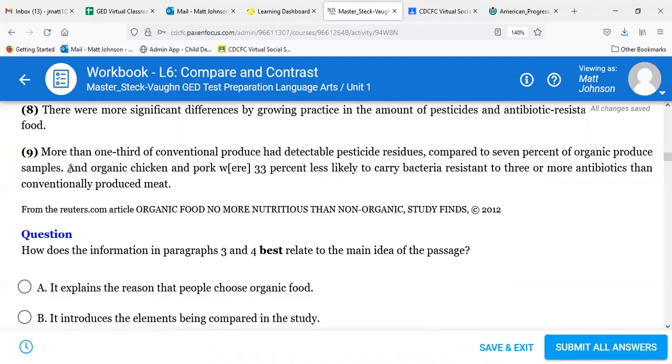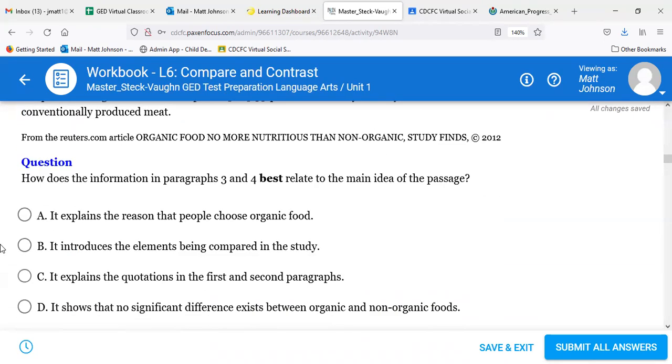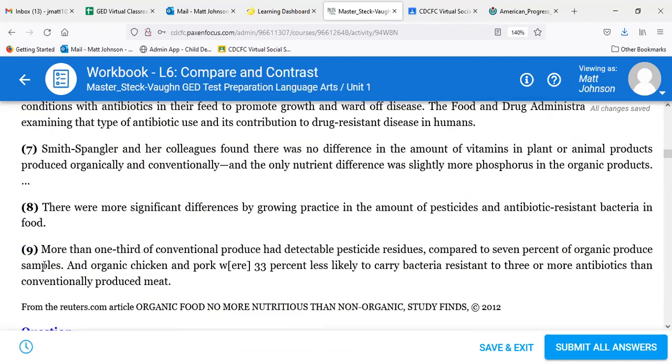And it says here, how does the information in paragraphs 3 and 4 best relate to the main idea of the passage? So is it A, it explains the reason that people choose organic food. B, it introduces the elements being compared in the study. C, it explains the quotations in the first and second paragraphs. Or D, it shows that no significant difference exists between organic and non-organic.